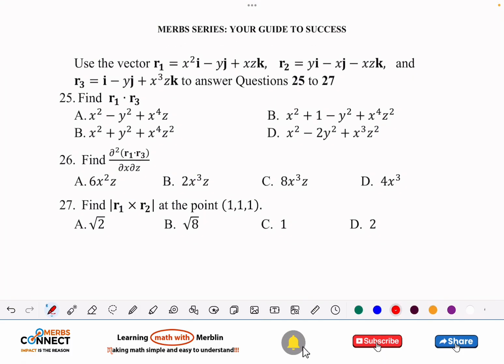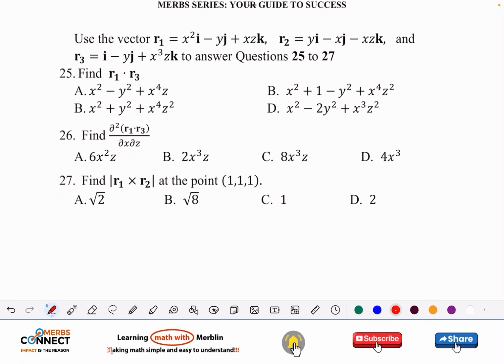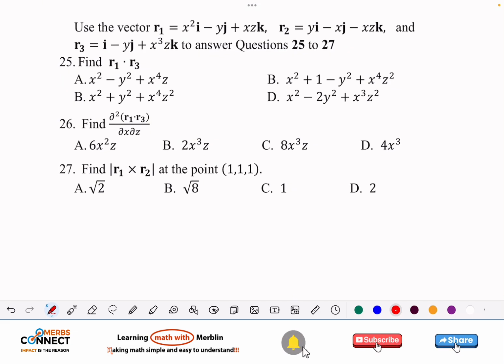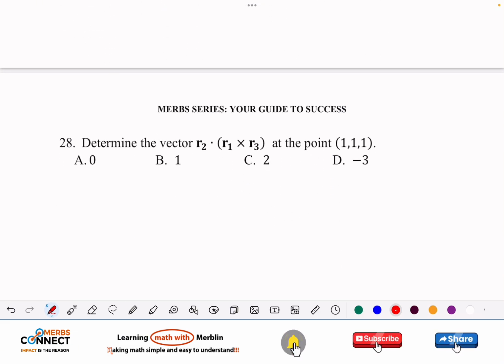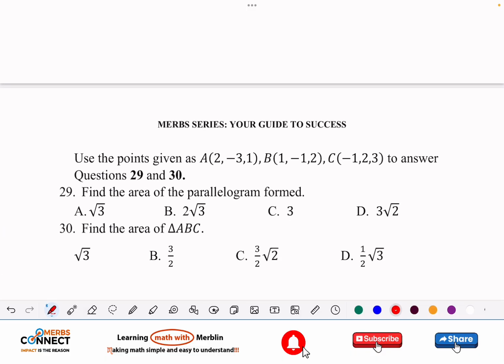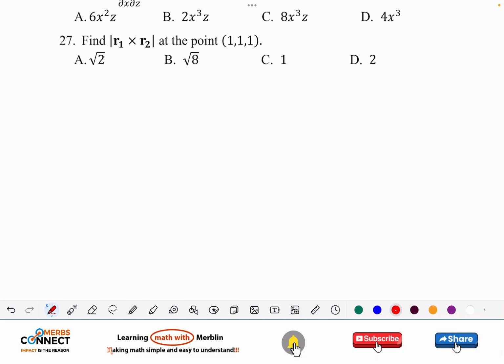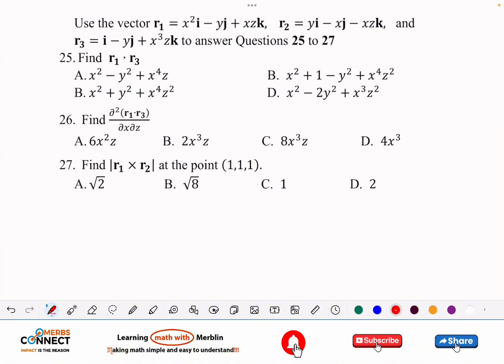25. We are almost there. Should I leave this one for you guys to solve? Okay, let me see. 28 is here. Let me see 29 to 30. Okay, so maybe I'll leave 29 and 30 for you guys to solve. Let's solve 25 to 28.